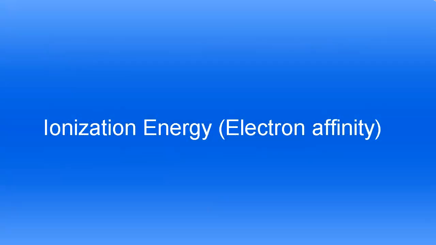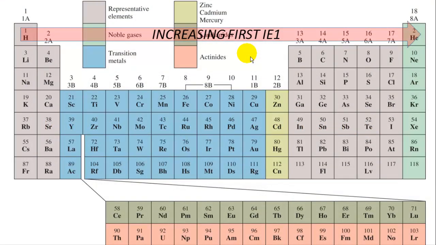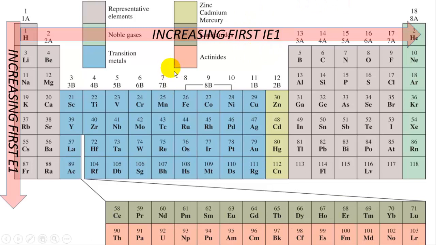Second trend that we want to talk about is the ionization energy. The ionization energy is defined as the energy required to strip an electron in the gaseous state, and that ionization energy increases as you go from left to right in the periodic table or across a period, and it also increases as you go up to down in the periodic table or as we go down a group in the periodic table.